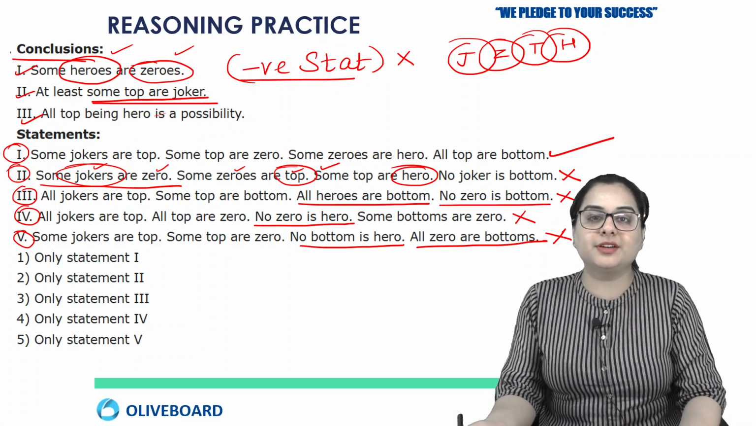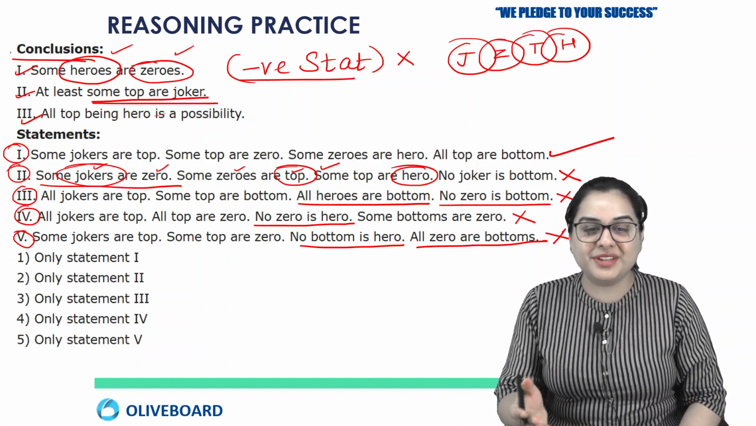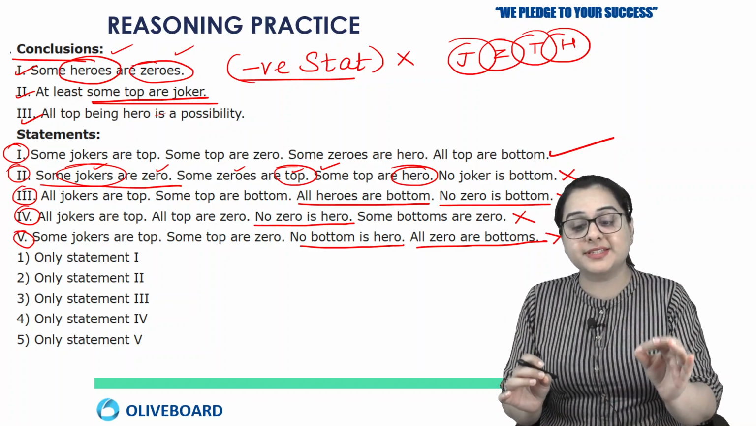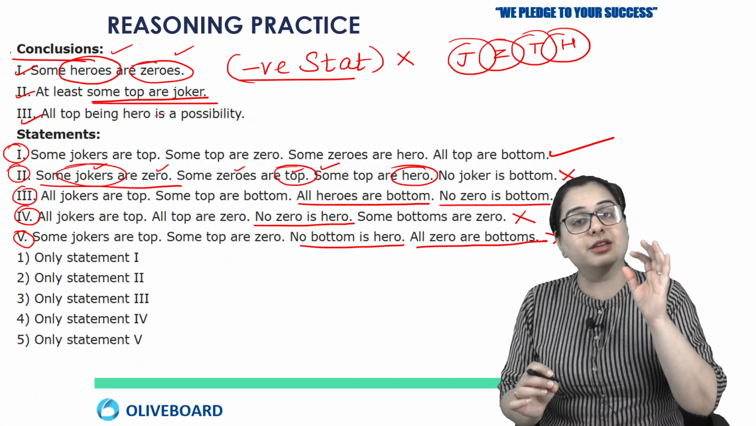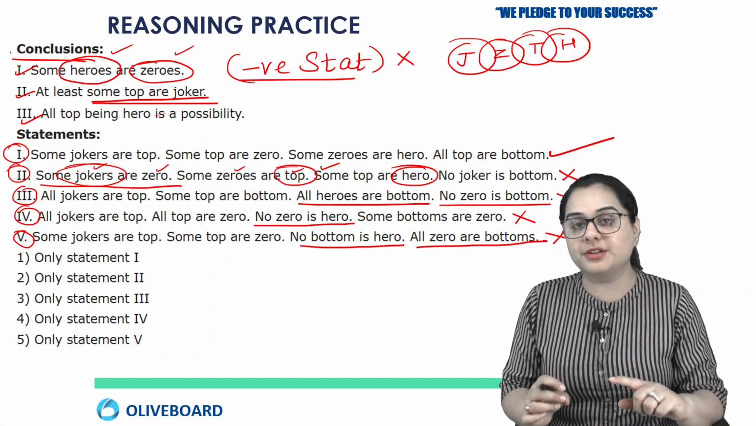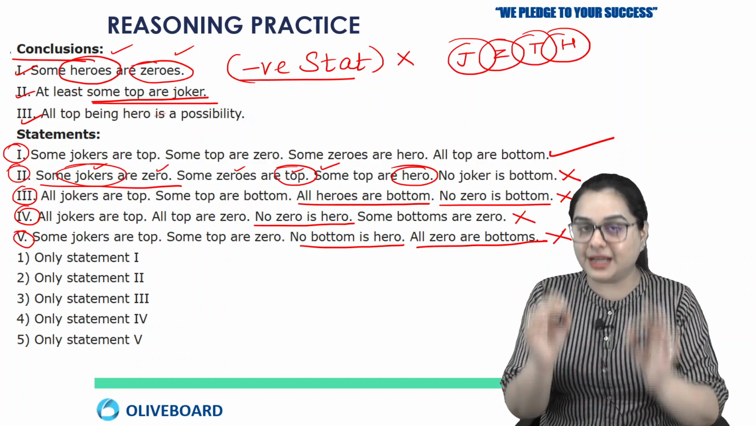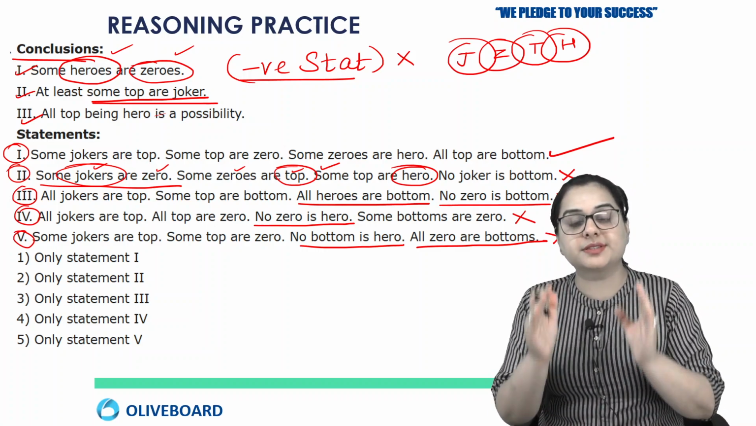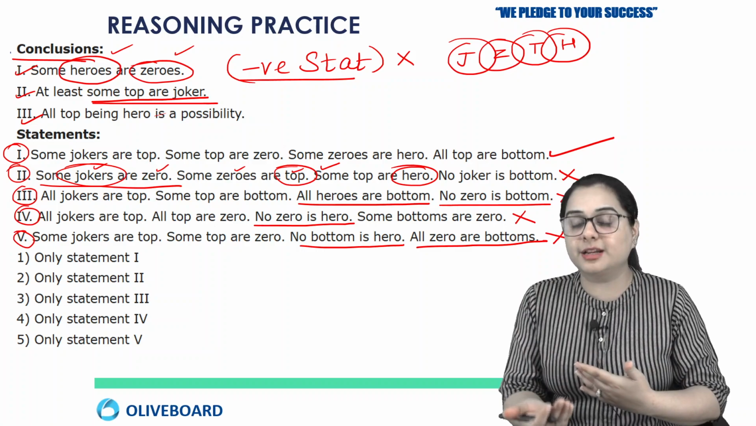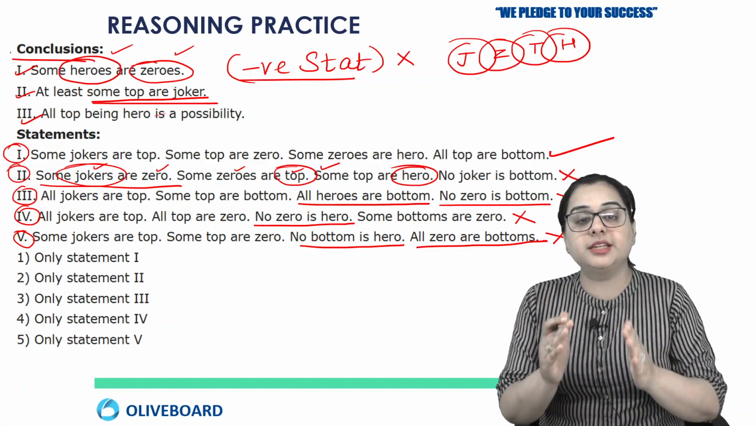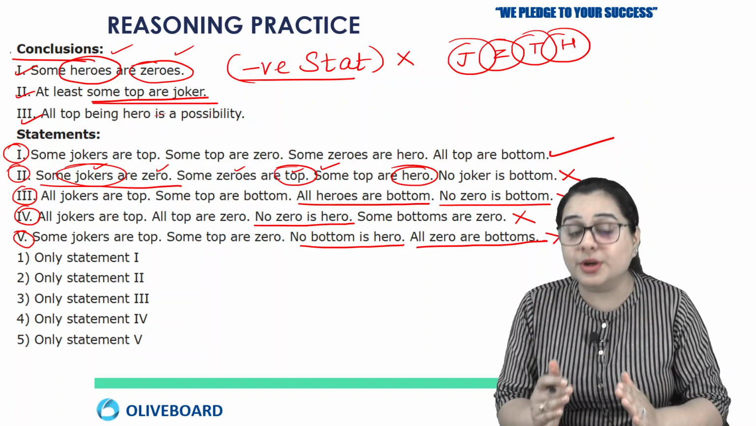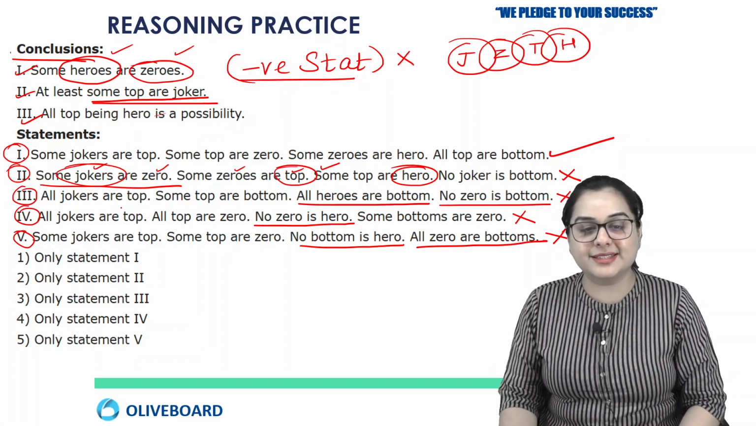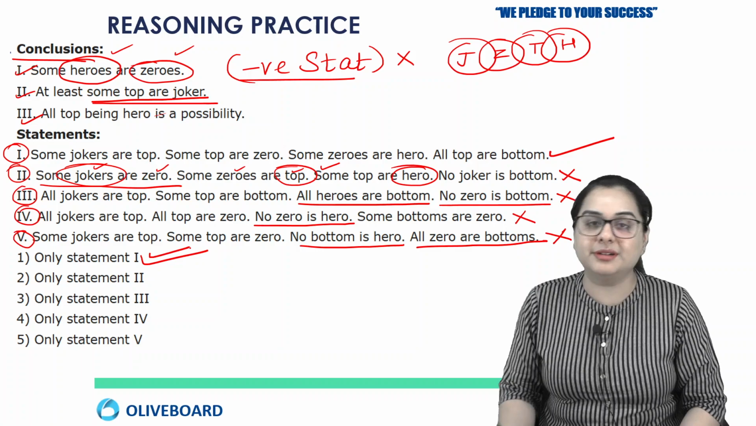So what we did, we didn't do any diagram. We just minimized the options with the rule that from a positive statement, a negative conclusion is wrong, and from a negative statement, a positive conclusion is wrong. Just by focusing on that rule, we could tell that the first set of statements is the correct set. If you make the diagram for the first set of statements, these 3 conclusions will be true, even without making the diagram. So the answer here is option number 1.